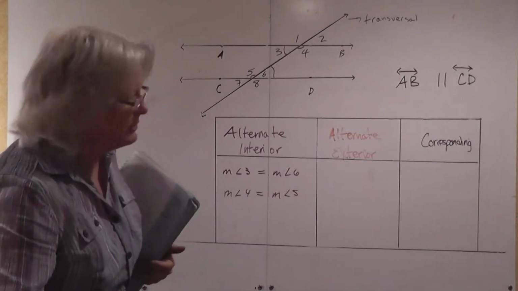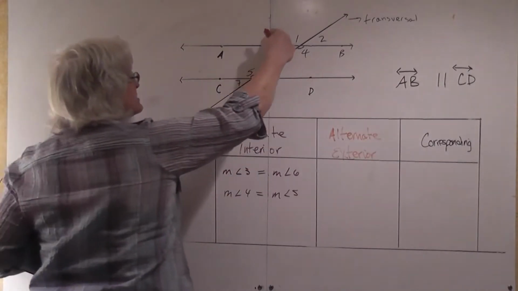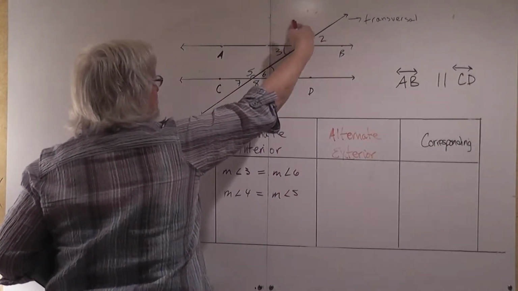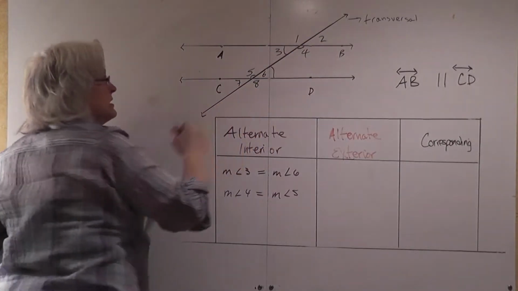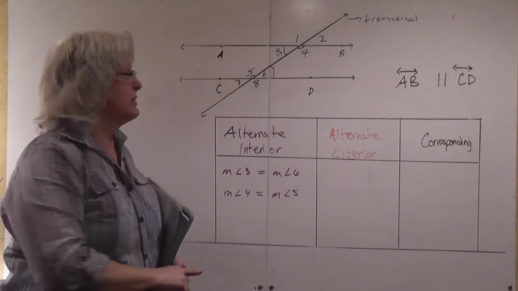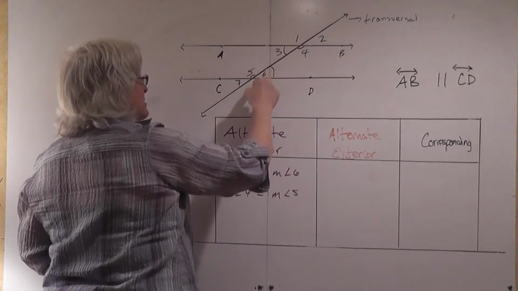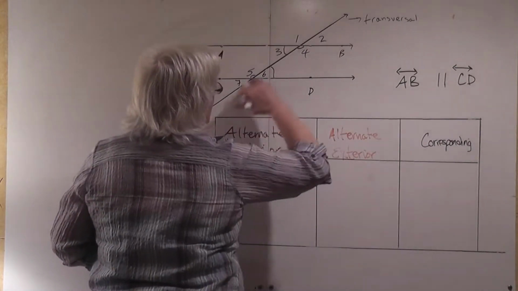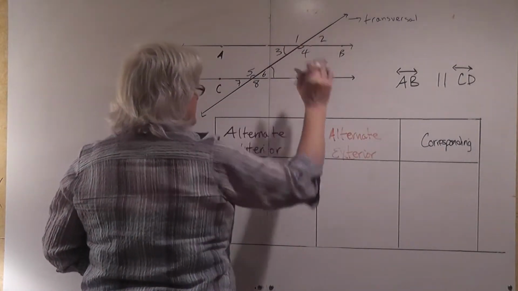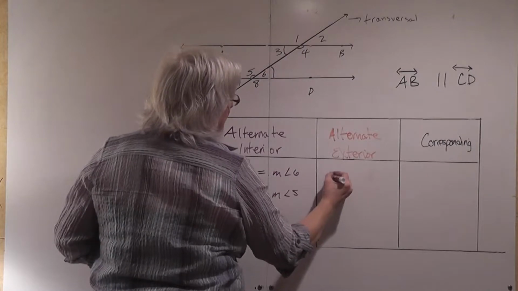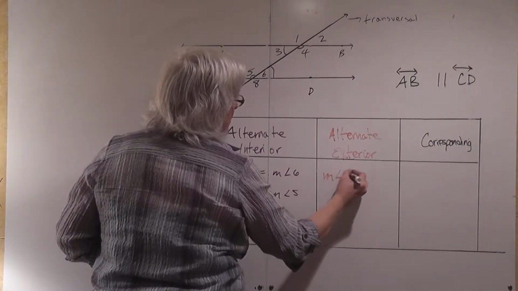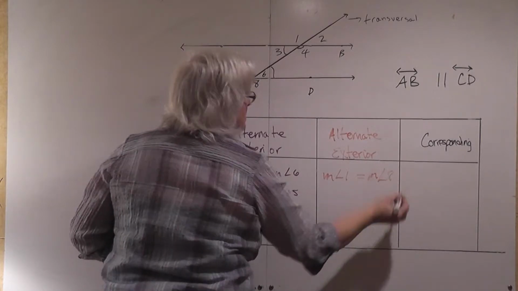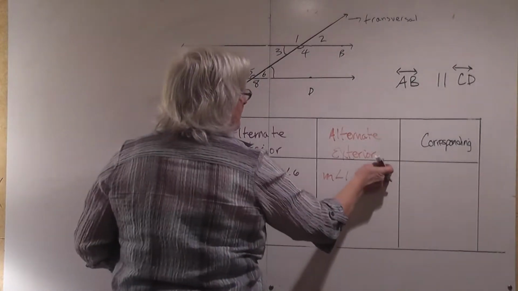Well, yeah, we're looking at the angles on the outside of the railroad track. The exterior angles are angles 1, 2, 7, and 8. And your alternate exterior angles are going to be on the opposite side of the transversal on the outside of the railroad tracks. So you have the measure of angle 1 is the same as the measure of angle 8.